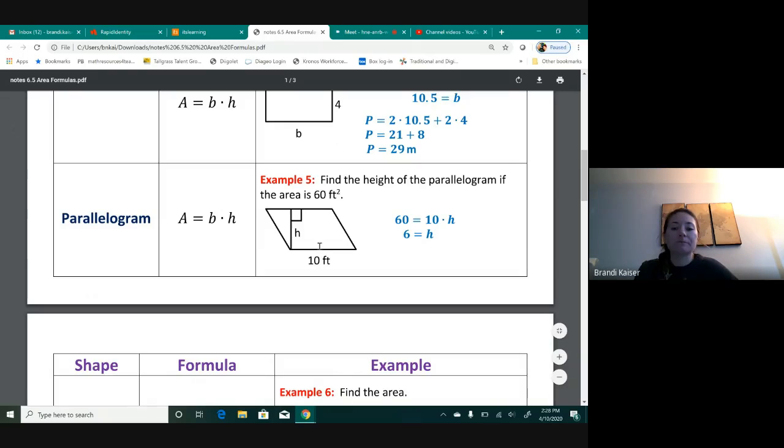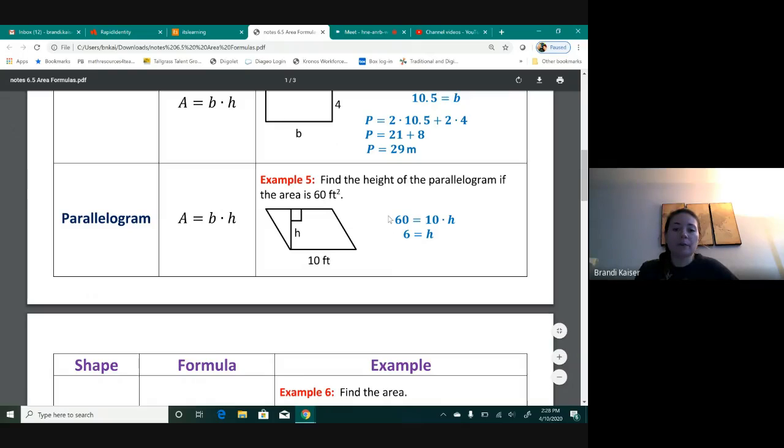So in this particular example, it says find the height of the parallelogram if the area is 60 feet squared. They gave us this base measurement, and they said it's 10 feet. This says it's h. We don't have that measurement. Remember, in a parallelogram, its opposite sides are congruent, so this 10 would also be here at the top. So I know that it's okay to use that for my base.